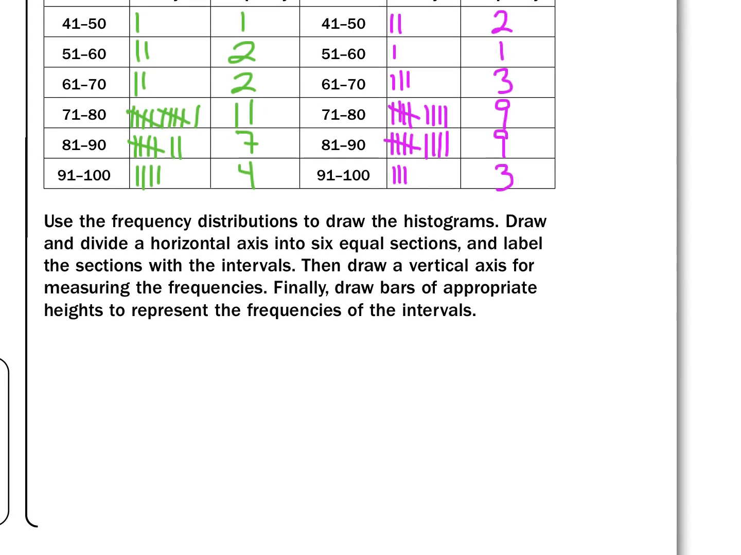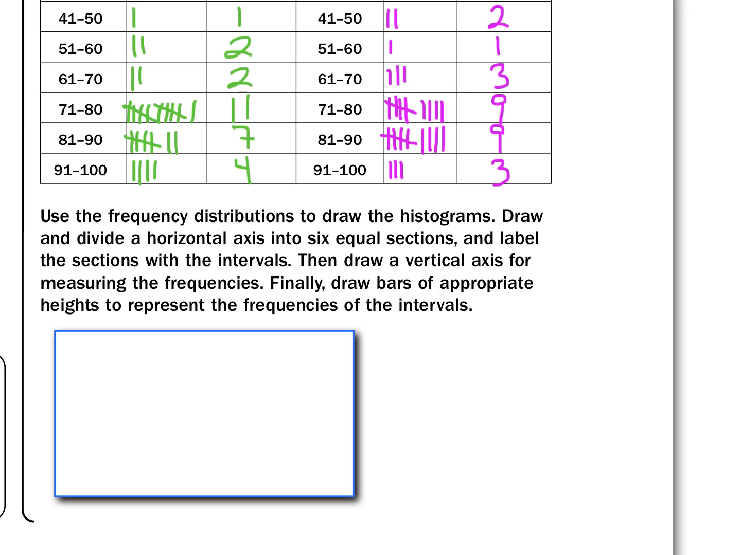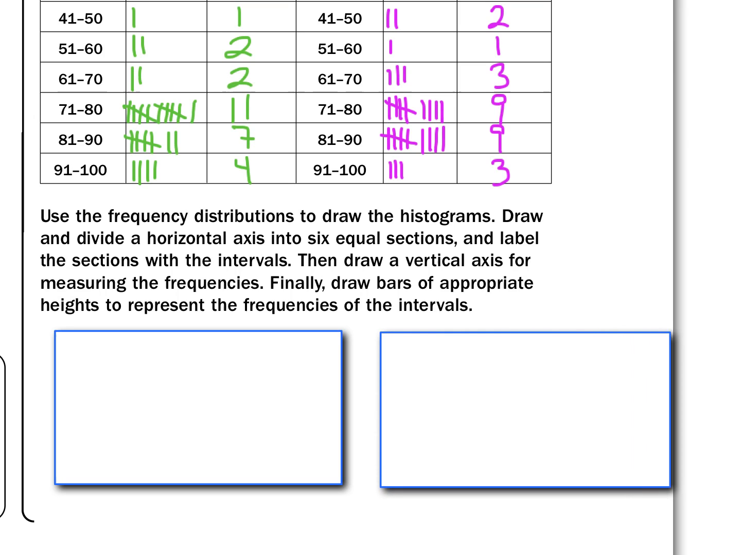Now I'm going to use those to draw histograms. So now what I am going to do is draw a histogram box. Let's see if I can do this. Do one here for Class A, and then one for Class B. Try and make them both roughly the same size as much as I can. Okay.